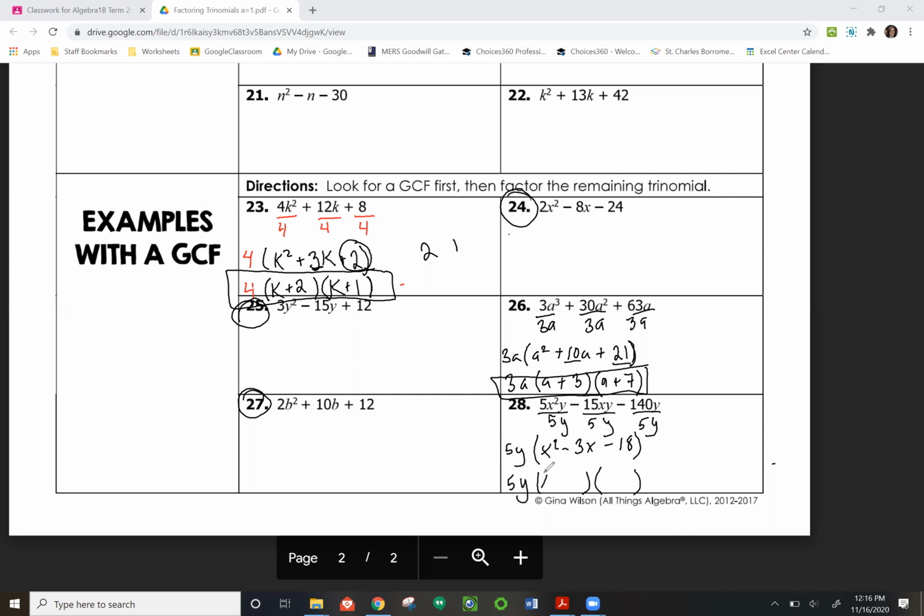Okay, so to factor the remaining trinomial, since it has a leading coefficient of 1, I'll be able to use a shortcut method. I'll both start with an x. Now I need 2 numbers that multiply together to give me negative 18 and add together to give me negative 3. So I think a negative 6 and a positive 3 will work out.